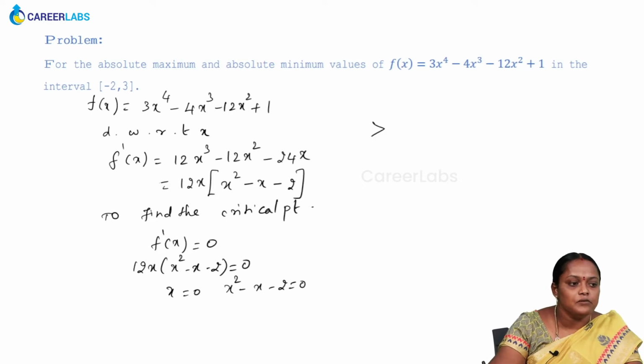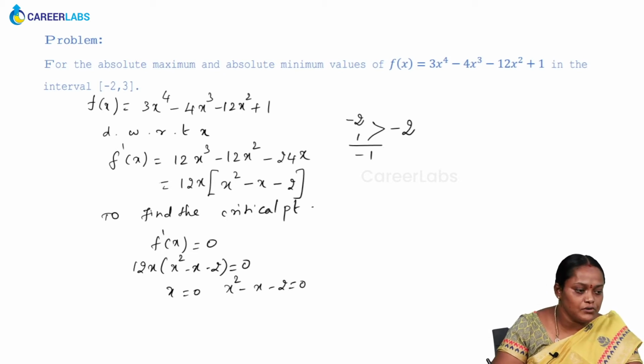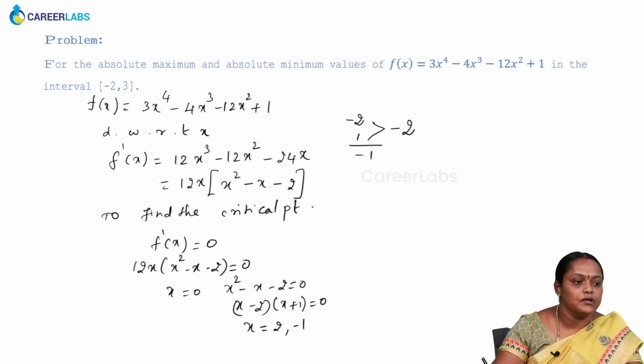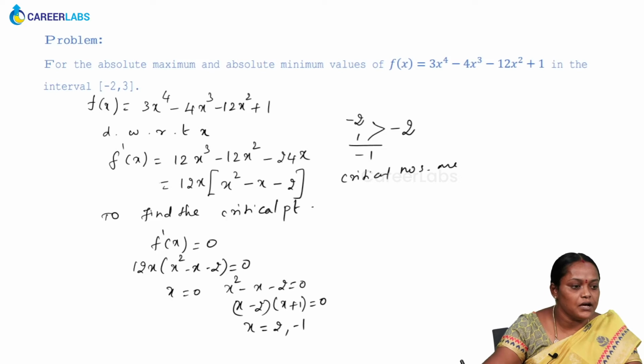Now see here, the product should be minus 2 and the sum should be minus 1. So, we are just finding the factors: 2 times 1. Minus 2 and plus 1 will give you minus 1, and the product will be minus 2. So, you can factorize this as x minus 2 into x plus 1 equal to 0. Therefore, the values for x are 2 and minus 1. Therefore, the critical numbers are x equal to 0, 2 and minus 1.